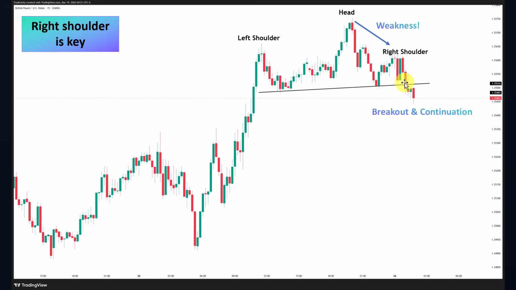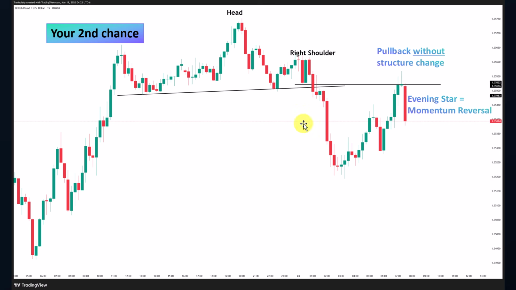Very rarely will the market on the first small breakout pull away. Typically, you get a second chance, and waiting another candle is usually better. But assuming you completely missed this here, the market is coming back. And how's the market retesting the structure? We're coming back into the right shoulder. It's pulling back, but there's no structure change.